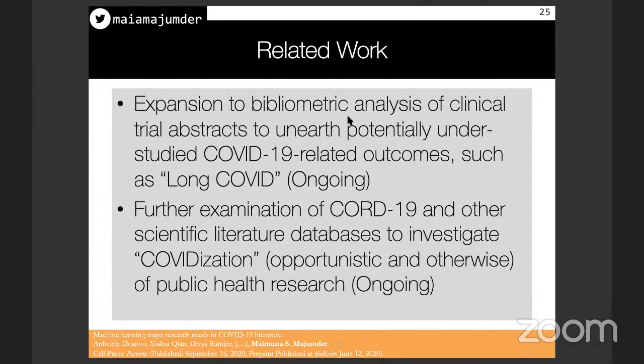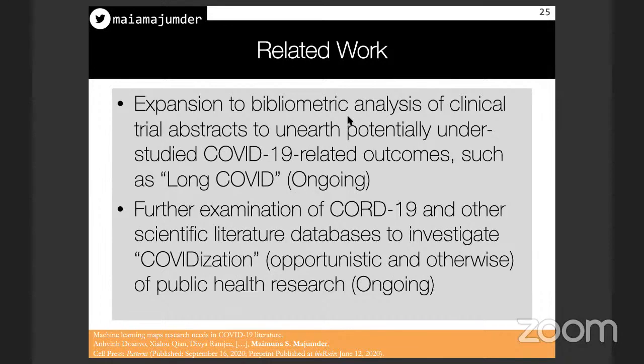We also plan to expand our bibliometric analysis pipeline to include clinical trial abstracts to unearth potentially understudied outcomes associated with COVID-19, such as the long-term effects of COVID-19, which to date remain very poorly understood and have often been overshadowed by effects associated with therapeutics that are currently undergoing trials. Beyond bibliometric analyses, we would also like to further examine COVID-19 and other scientific literature databases using network science techniques to investigate the COVIDization of public health research.